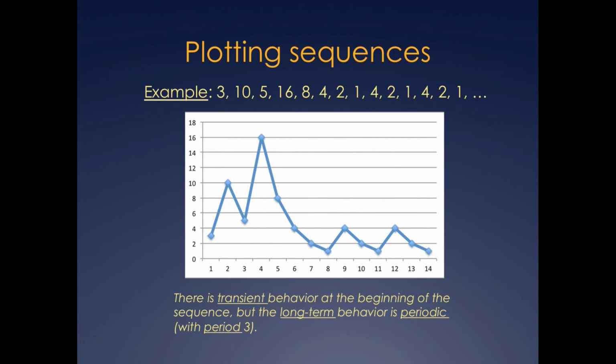So we can also say the following. We can say that at the beginning there's transient behavior, if we think of this as a series in time, if we think of the numbers at the bottom as time 1, time 2, and so on. So we see some initial transient behavior, but eventually the long-term behavior of this sequence is that it becomes periodic with period 3.